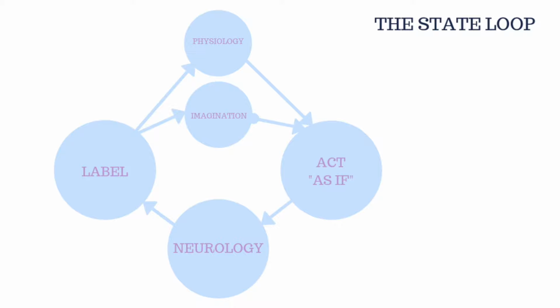So then in the state loop, the next step we have is what's called the as-if space. There's no point in using your physiology or your imagination in some kind of half-hearted way. You really want to step in, you want to role play, you want to pretend, you want to act as if it is absolutely real and it's something that's happening right now.